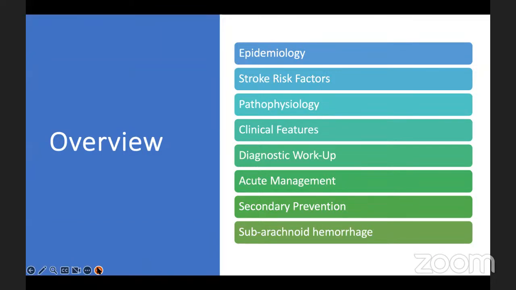With most of the stroke lectures that I've given, I realized that we learn more when we have discussions, because stroke is such a big topic. So I'll try to go through as quickly as possible so that we can have time for input and discussions from folks.